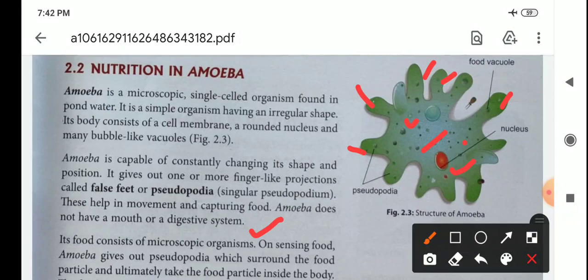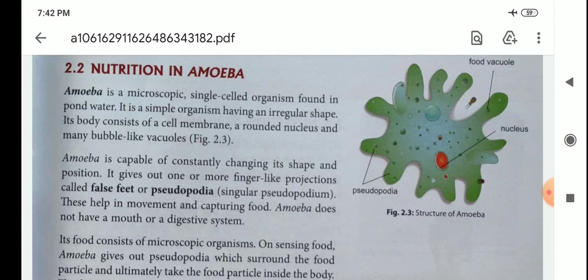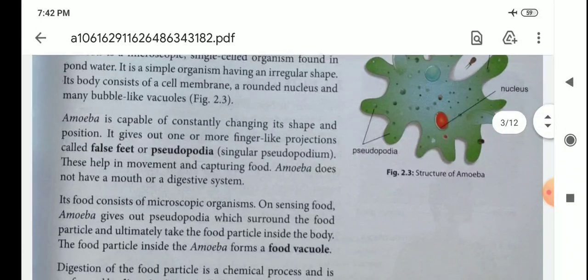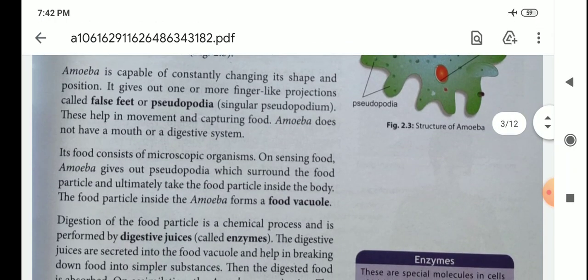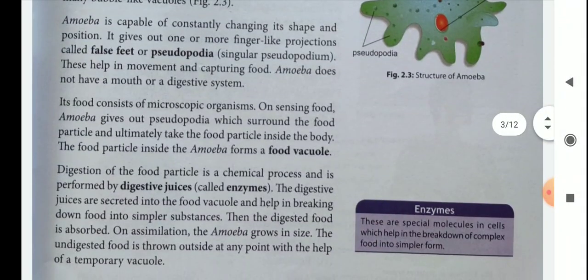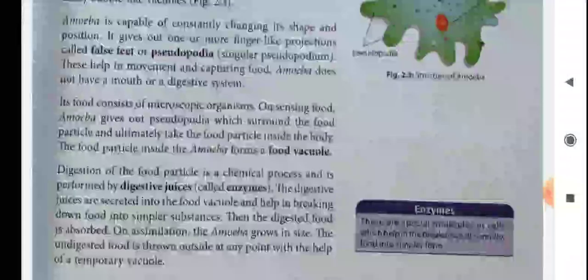Its food consists of microscopic organisms. On sensing food, sensing means detecting, amoeba gives out pseudopodia which surround the food particle and ultimately take the food particle inside the body. The food particle inside the amoeba forms a food vacuole. Here you can see many food vacuoles. Digestion of the food particle is a chemical process performed by digestive juices called enzymes.